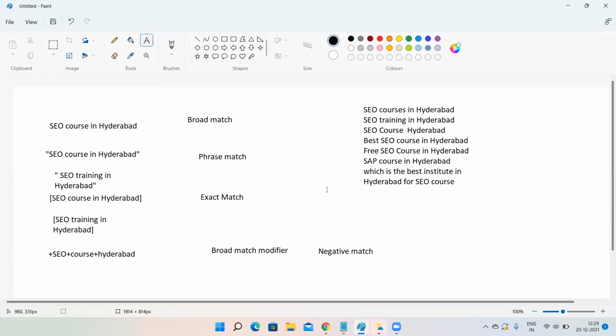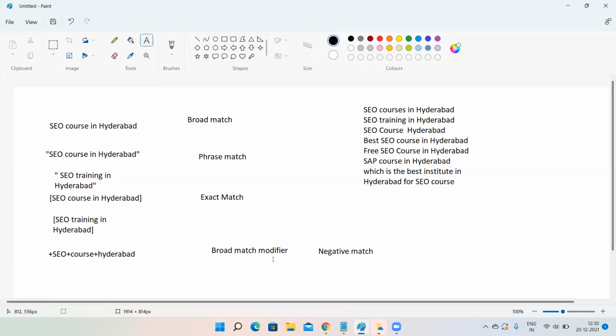Digital marketing course in Hyderabad, digital marketing training in Hyderabad, best digital marketing course in Hyderabad, best digital marketing training in Hyderabad, top digital marketing course in Hyderabad, top digital marketing training in Hyderabad. Like this, for every keyword, you have to mention every keyword if you use exact match. Very, very small companies who have really high budget issues, they will go for exact match. But that much hard work is not required. Phrase match and negative match is enough, a combination of both.